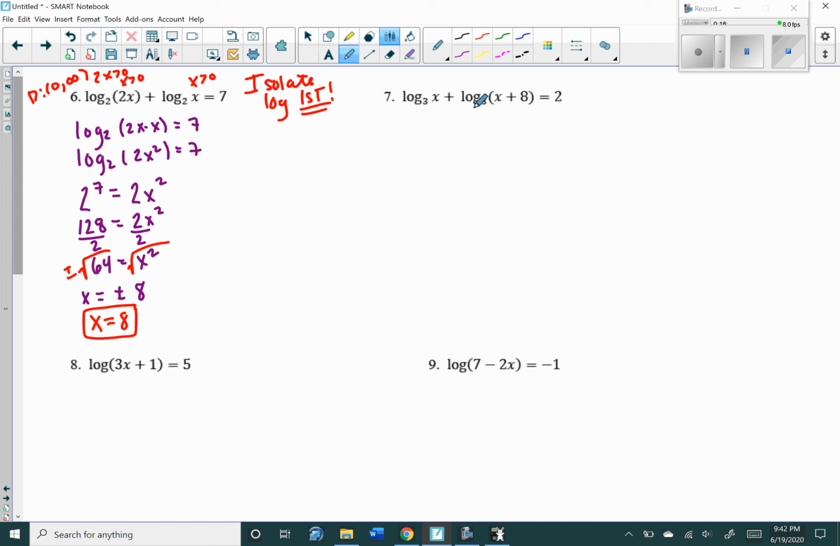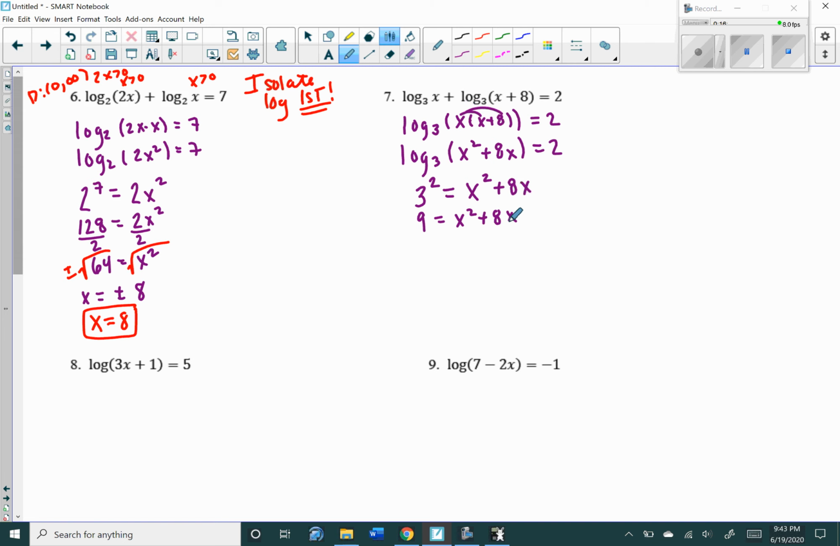So to isolate the log first, we would use our properties of logarithms. I have 2 logs being added, so I can condense this by using multiplication. And then you distribute. Now I can go ahead and rewrite this in exponential form. So 3 squared equals x squared plus 8x. 3 squared is 9.